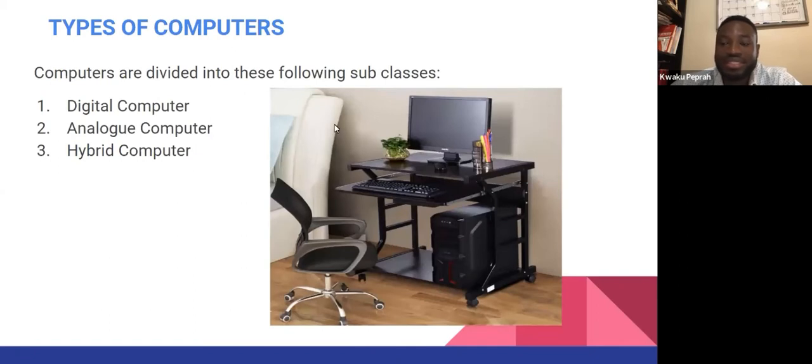Now, let's talk about some types of computers. So computers are divided into these subclasses. We have the digital computer, which is a type of computer. We have the analog computer, and also we have the hybrid computer. But as you can tell here in this image, this is what we know computer to be. This is a desktop, which is highly recognized. This would be an example of a digital computer.